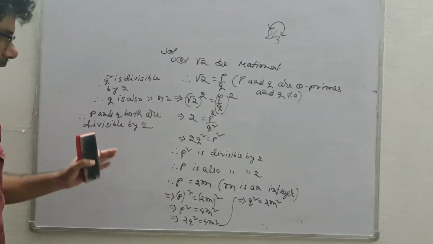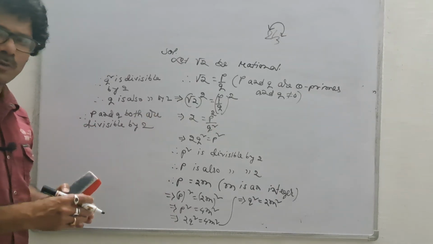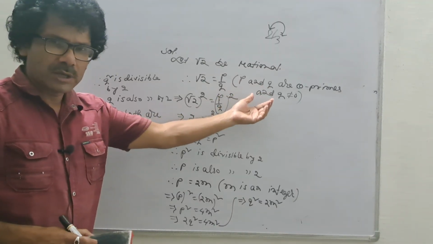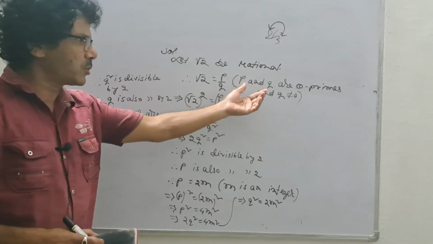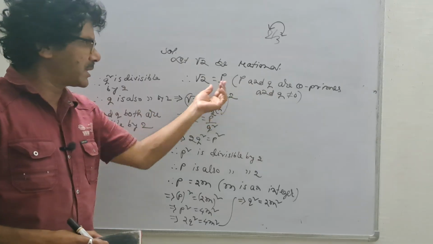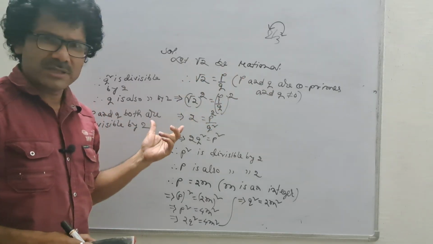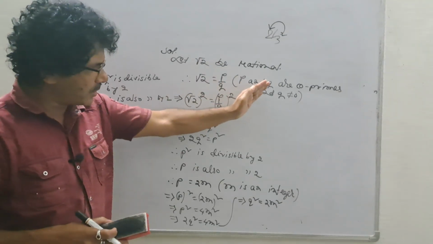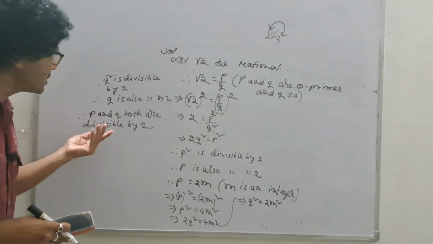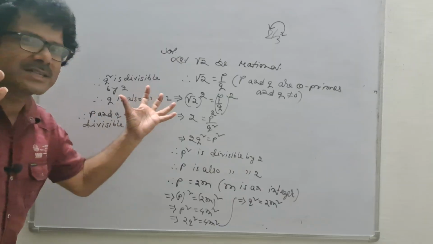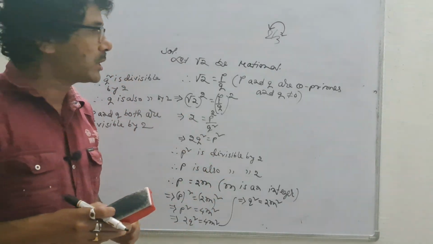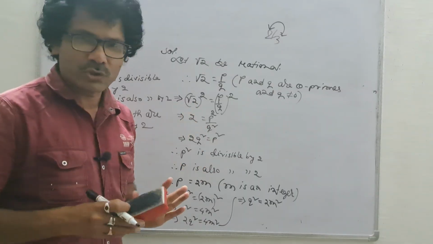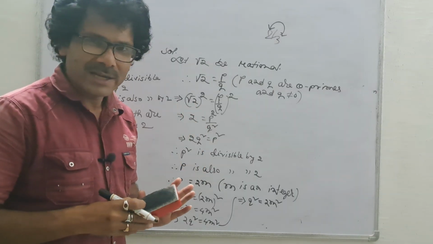We assumed that, but now we see that p and q are also divisible by 2. So our assumption is wrong. We assumed p and q are co-primes, that this is a rational number. This is a wrong assumption. That is, we get a contradiction. Here we see that p and q are co-primes, and now we see that p and q are not co-primes. So there is a contradiction, and we got this contradiction because of assuming root 2 is a rational number. So our assumption is wrong. So root 2 cannot be a rational number.